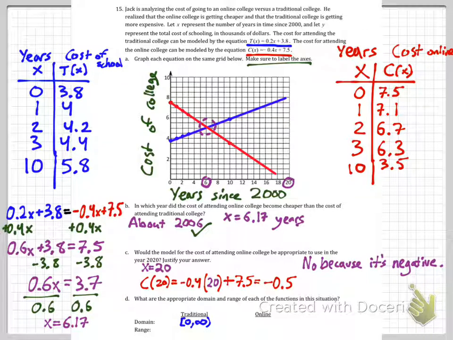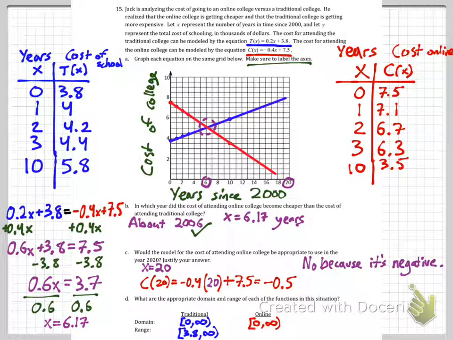Now, what are appropriate domain and range for each of the functions? The domain for the blue one, for t of x, starts at 0 on the x and goes all the way to infinity. So we want to have a bracket around the 0 to show we include 0, and a parenthesis around the infinity. The range, likewise, is 3.8 and up. So bracket 3.8, comma, infinity. Because the cost of the traditional school, the t of x, keeps going up and up and up.